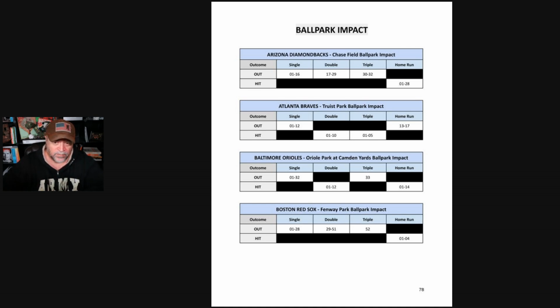On outs, you have a chance to get more singles, doubles, and triples. And when the ball is hit, you have a chance to take away home runs. So what does this tell you about Chase Field? You tend to get a little bit more singles, a few more doubles, and just a hair more triples. But when it comes to home runs, you get fewer home runs. Does that make sense? Each of these rows is handled differently.